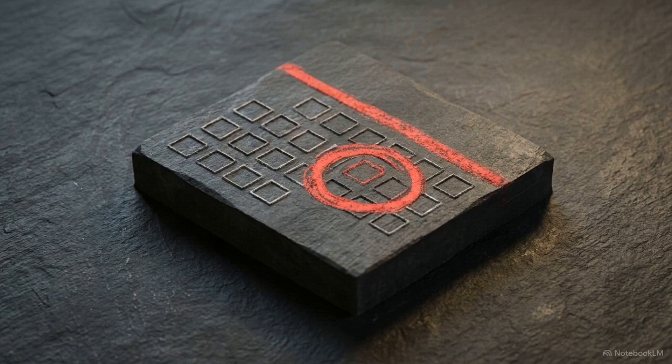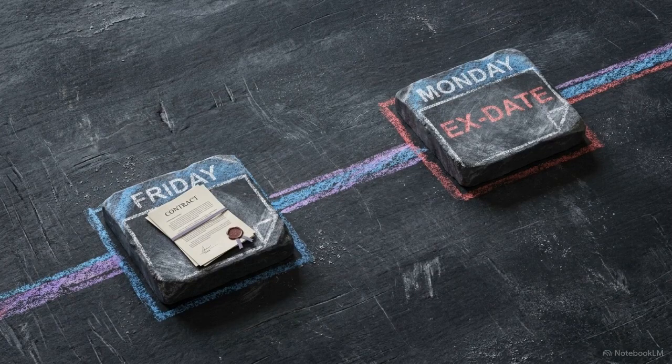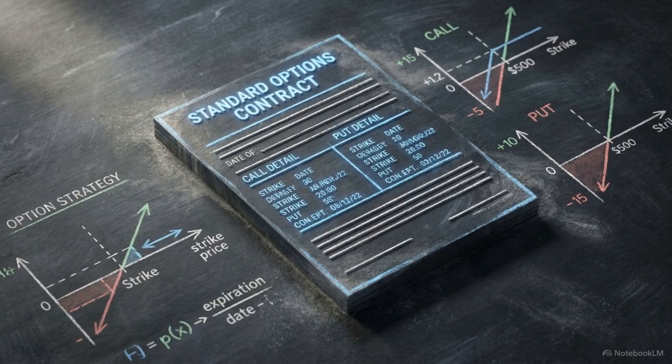Before we touch the math, you have to check the calendar. These adjustments only take effect on the corporate action's X distribution date. If you are holding a short call that expires the Friday before a Monday X date, your position is completely unaffected. It settles on the old standard terms.